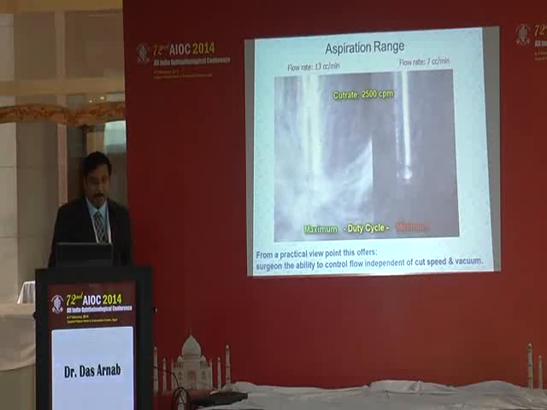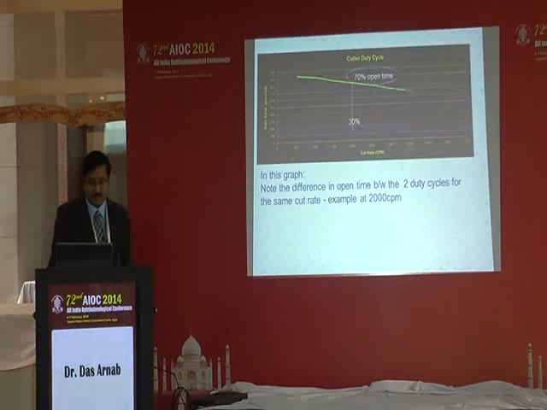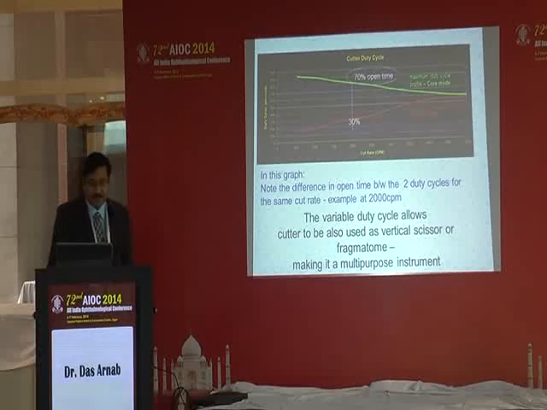From a practical viewpoint, this offers the surgeon the ability to control flow independent of cut speed and vacuum. In this graph, please note the difference in the open time between the two duty cycles for the same cut rate. For example, at 2000 cuts per minute, the difference between the core mode and shave mode is 40% in terms of open time of the cutter. This variable duty cycle allows the cutter to be used as a vertical scissor or a fragmentome, making it a multi-purpose instrument.